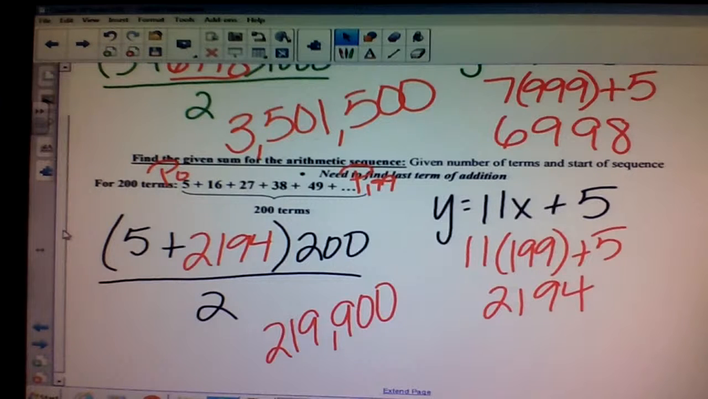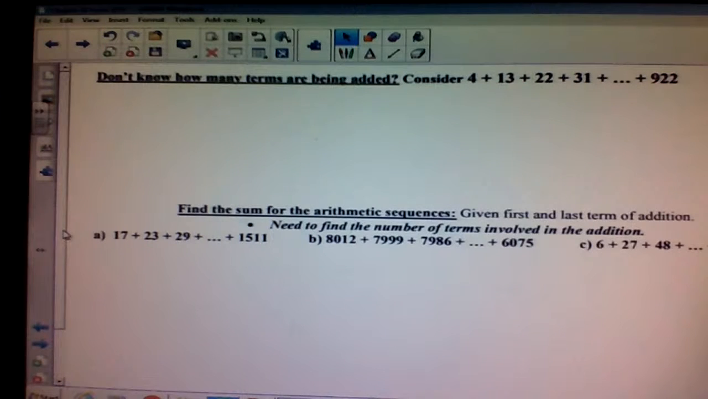Okay, we have one more case. So we've talked about what if they don't give you the last term. They always have to give you the first term. Now, what if they don't tell you how many numbers there are? What if they just give you a bunch of numbers? Uh-oh.